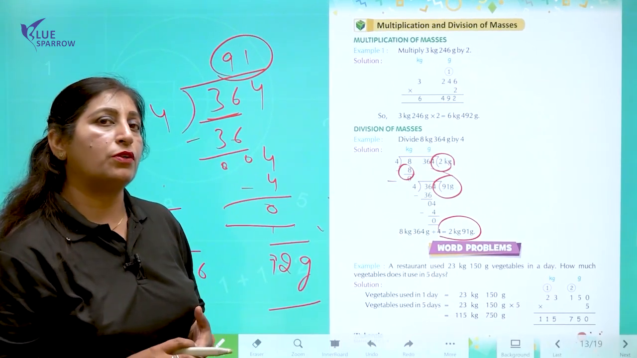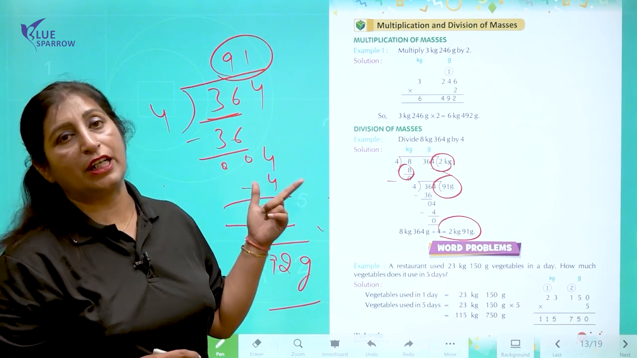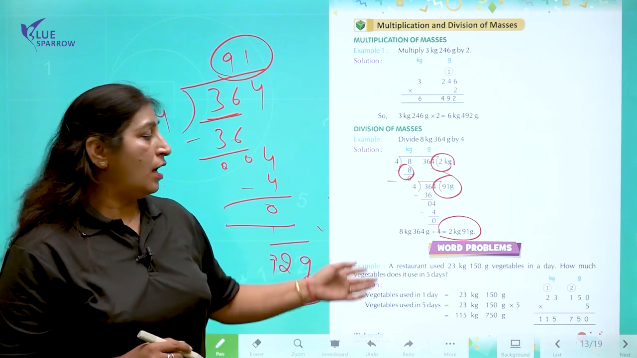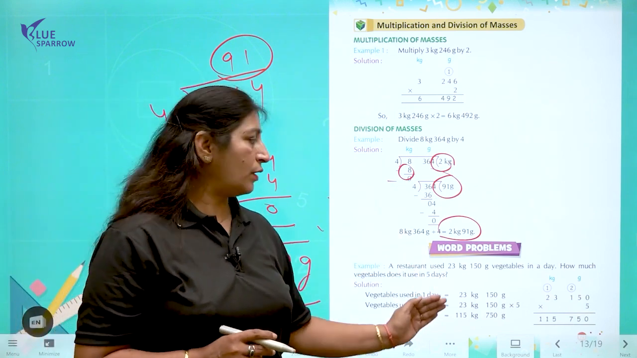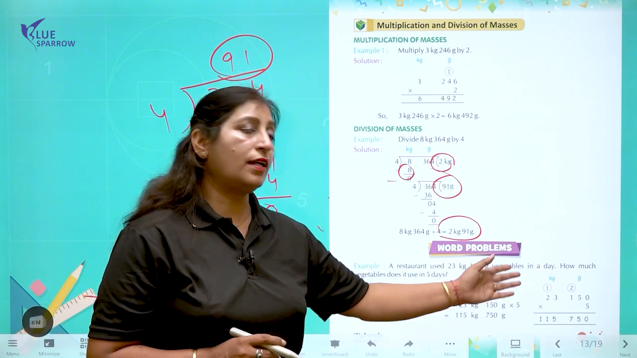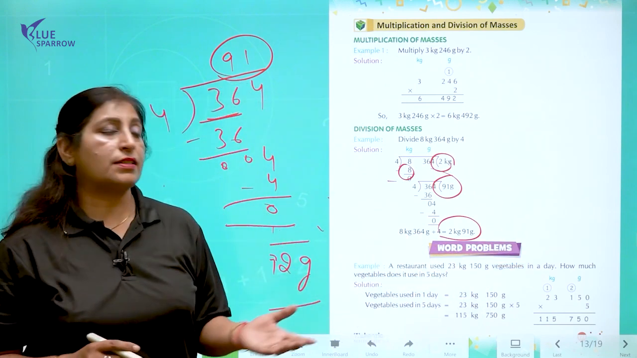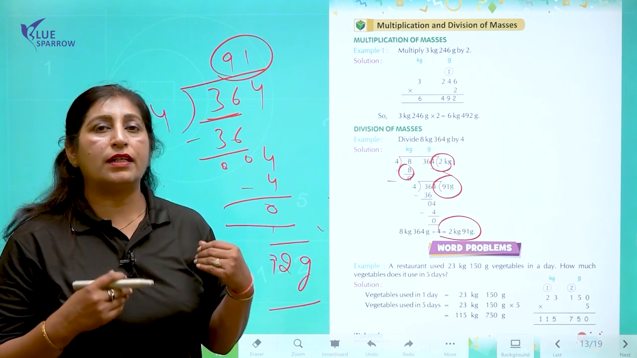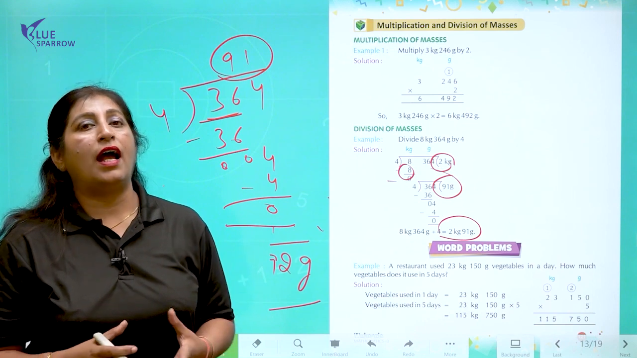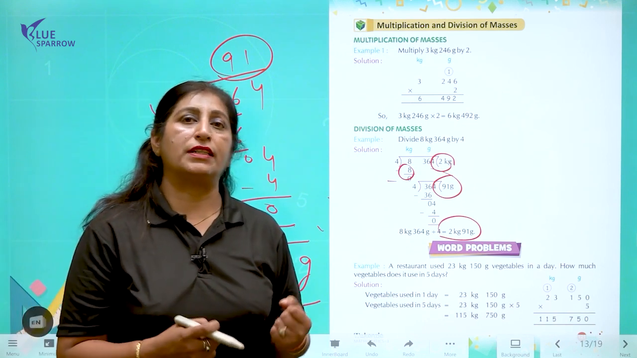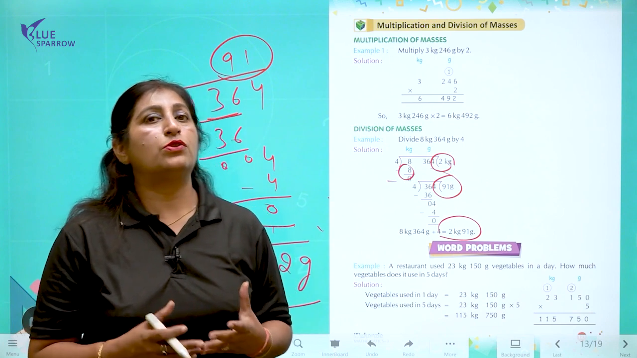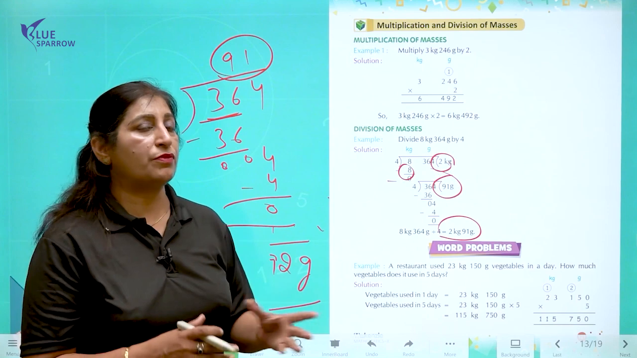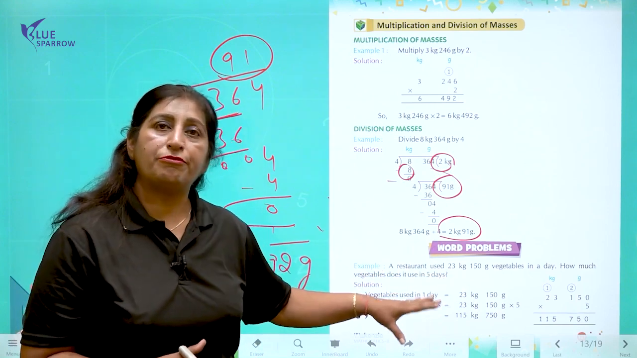Now we move forward towards the word problems based on multiplication and division of masses. In this example, the statement given is: a restaurant used 23 kilogram 150 gram vegetables in a day. How much vegetables does it use in 5 days? It is very much clear to you that when some mass is given for 1 day's use and you are asked to find the mass of the veggies for 5 days' use, it means you are to find the bigger number. It means you would multiply the given mass by the digit 5.